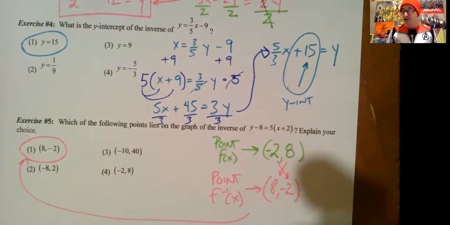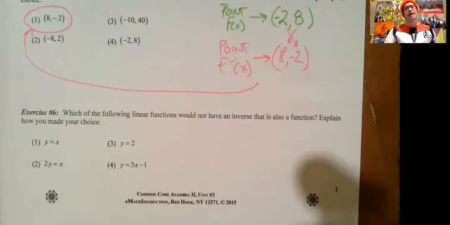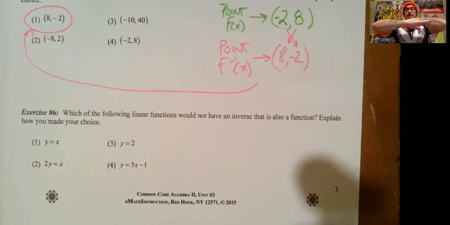The final one that we're having for exercise 6 is more a thought problem, okay? And it asks here about which of the following linear equations would not have an inverse that's also a function. Now, we talked about this at the beginning when we were talking about how almost all linear equations are one-to-one, which means they pass the vertical line test and the horizontal line test. We said that the only one of these that wouldn't work is a horizontal line, because that would pass the vertical line test, but it wouldn't pass the horizontal line test because it would go through there.